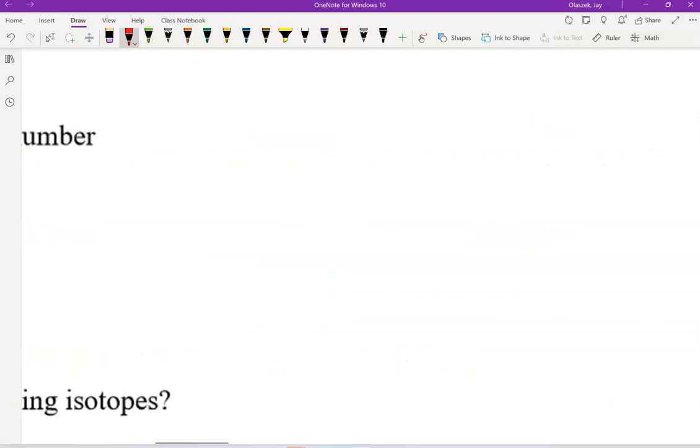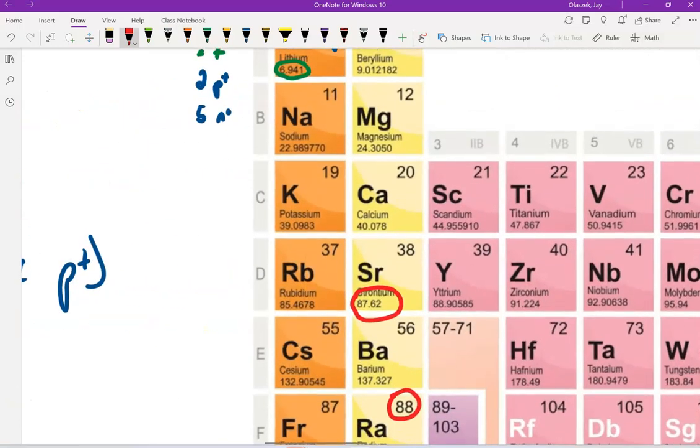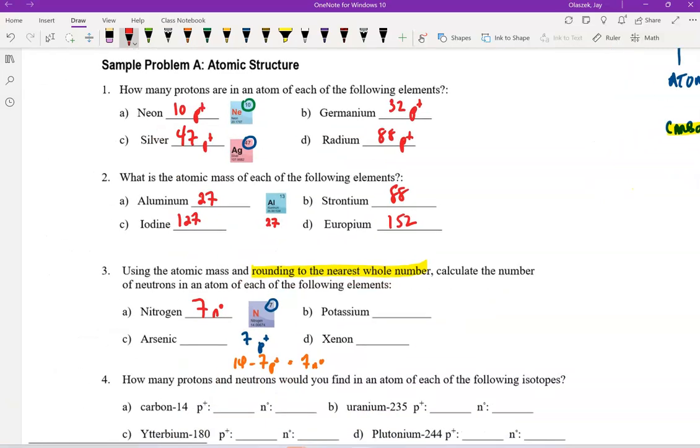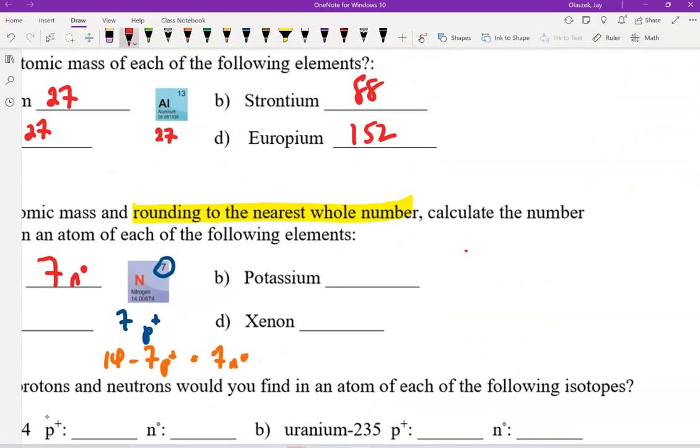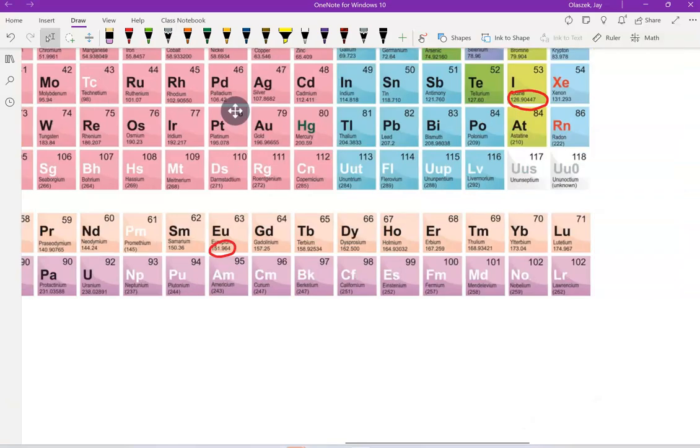Let's take a look at potassium. We're going to find that in column 1. It's right here. Potassium's got 19 protons. It's got an atomic mass of 39. So what we're going to do is take that atomic mass, 39. We've got 19 protons. How many neutrons do we have left? 20. Okay.